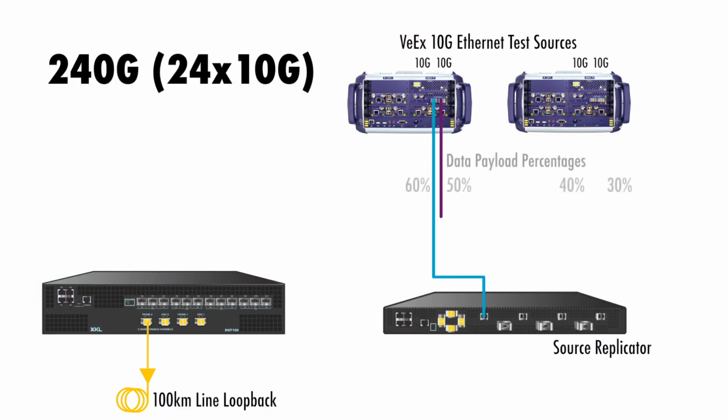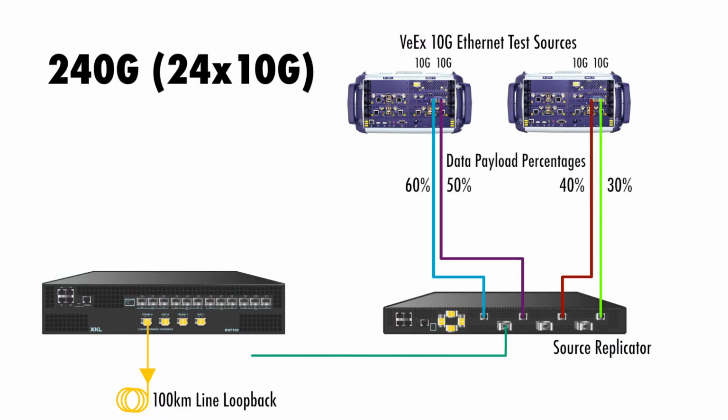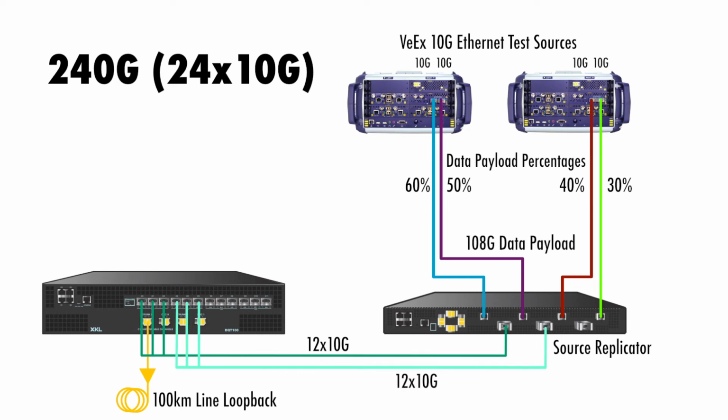This graphic shows our next setup. 24 10 GigE streams for a total of 240 gig of client-side services. Note that the total packet data being offered here is 108 gig. So obviously 108 gig of client-side services will not fit down a 100 gig pipe, so we expect to see some client traffic being dropped at this point.